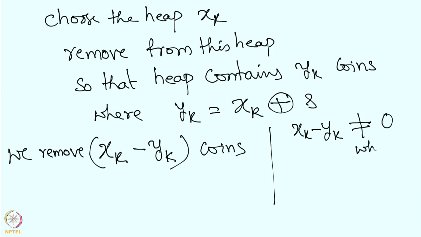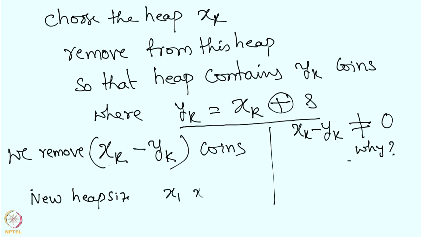So, why? You can apply the Nim-Sum rules and you can get this fact. So, you can check this one, and we are removing xk minus yk coins, and the number of coins remaining there are this much. So now the new heap sizes are of course x1, x2, xk minus 1 and then yk and then xk plus 1 up to xn. These are the new sizes after this move.